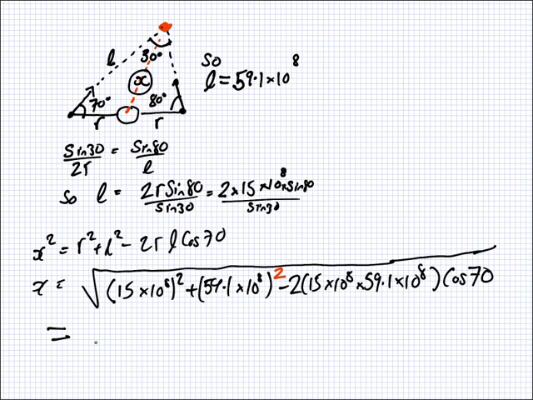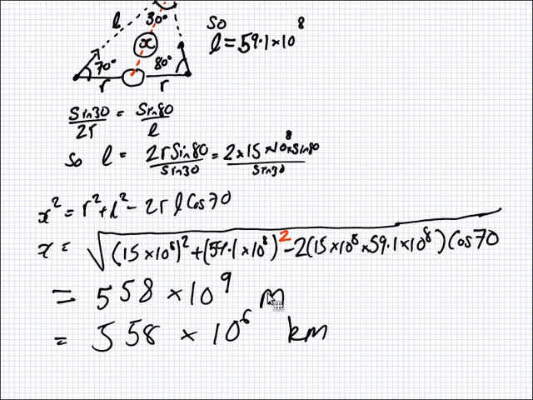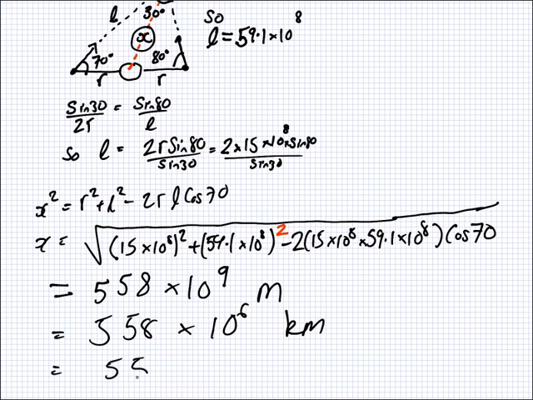Is it a wrong number? What's after the 7? Okay, so to three significant figures it's 558, and I think it's 10 to the 9 meters. Now if you want, that's 558 times 10 to the 6 kilometers. So 558 million kilometers is the answer.